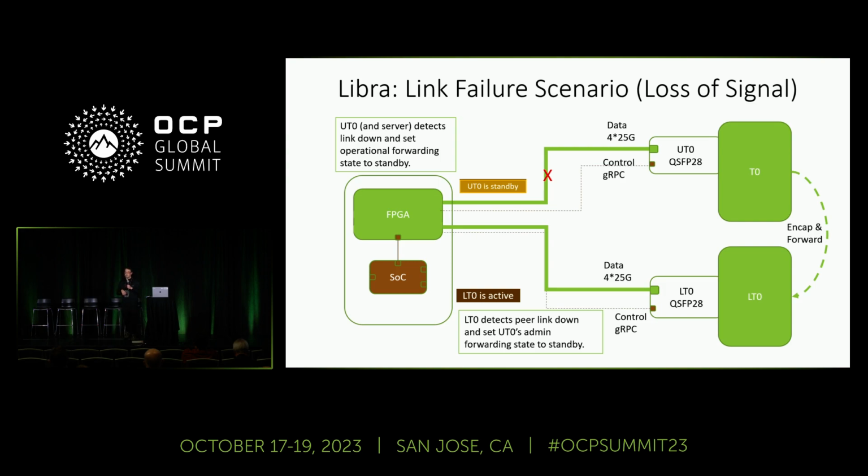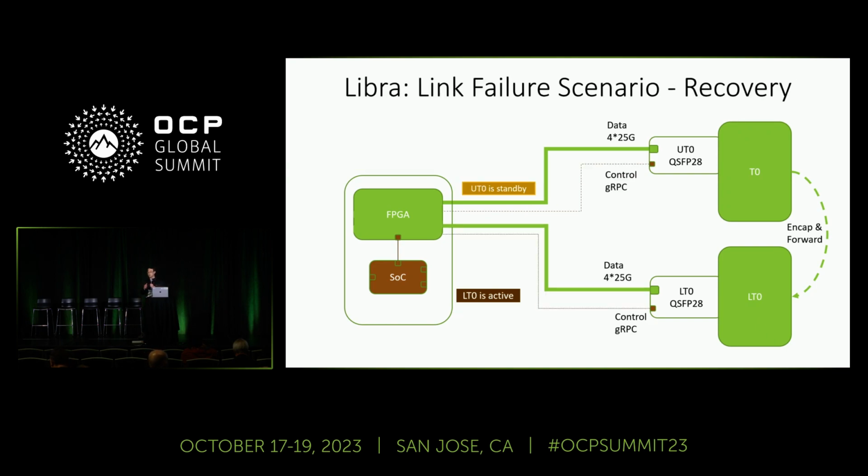But in any case, if the T0 side fails to do so, the LT0 side is going to say, hey, peer link is not healthy, I need help. So it will reach out and help set the FPGA side of the other peer link to standby, so that the FPGA is not going to dispatch more I/O to the other side.